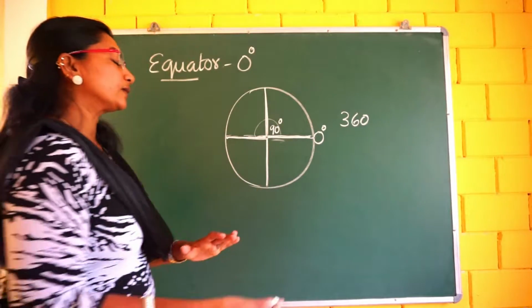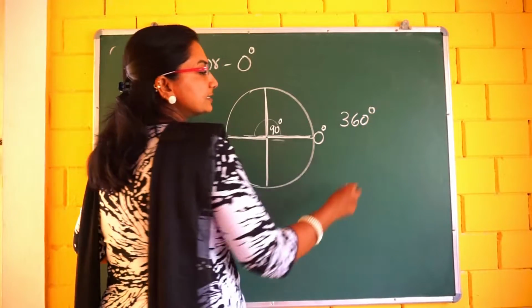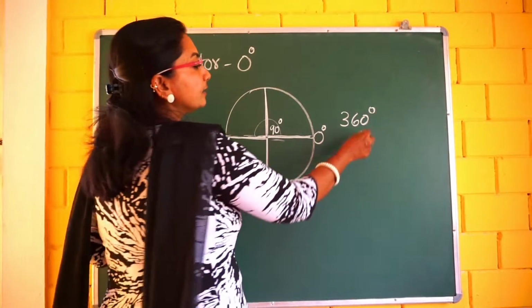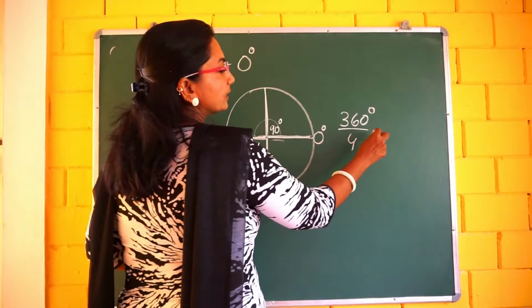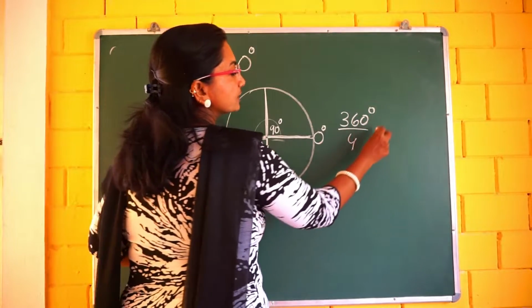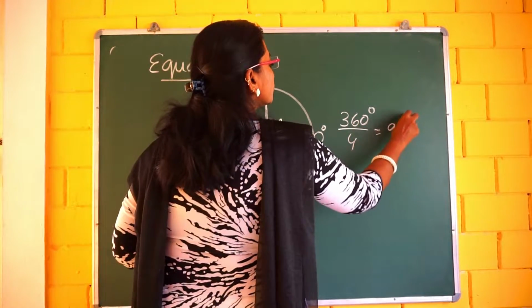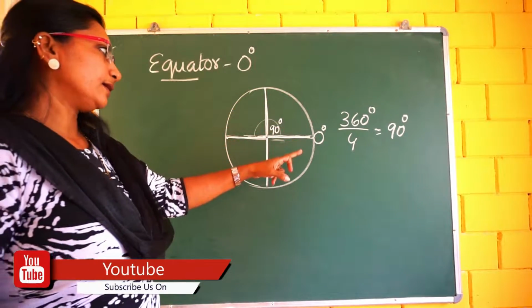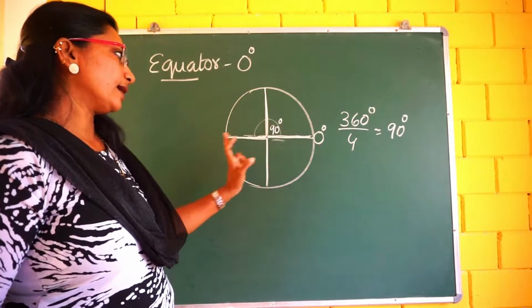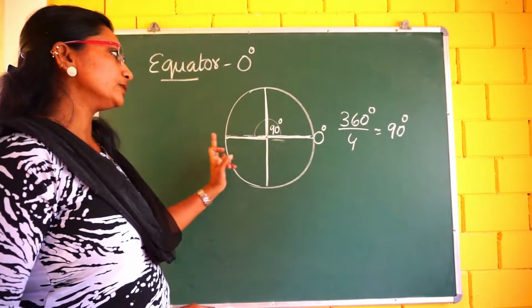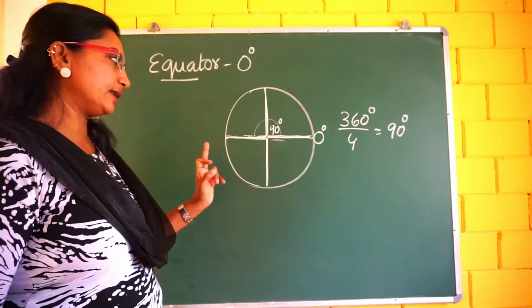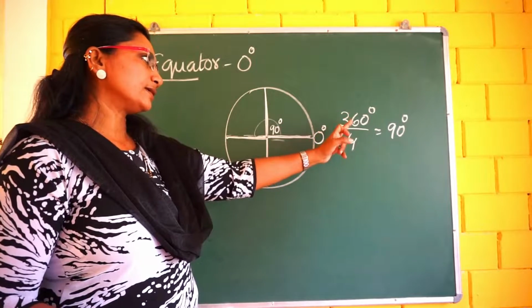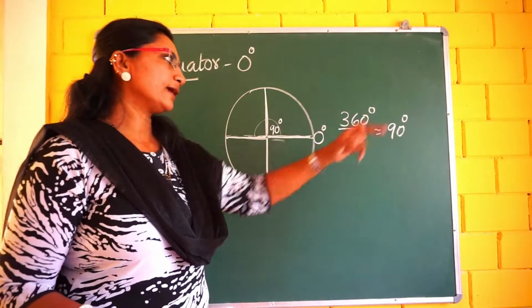Otherwise, we can calculate it from 360 degrees, which I said is the circumference of the circle. Dividing it by 4, what is 360 divided by 4? It is equal to 90 degrees. So 2 measurements are there. We can take the 0 degree measurement of the equator, and we know the circumference of the circle is 360 degrees. When we divide this 360 by 4, we will get 90 degrees.